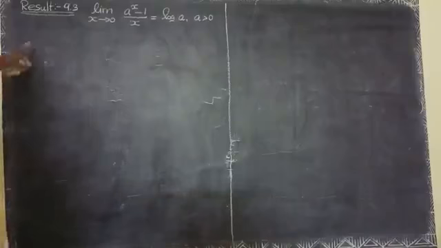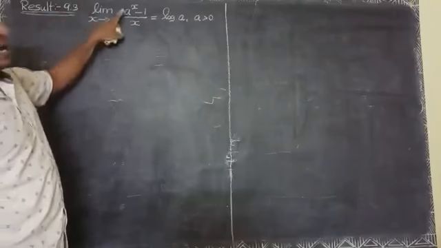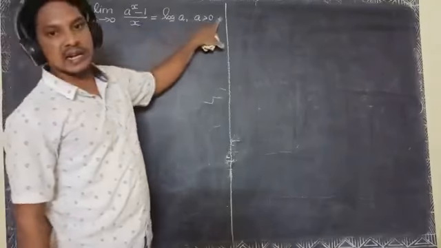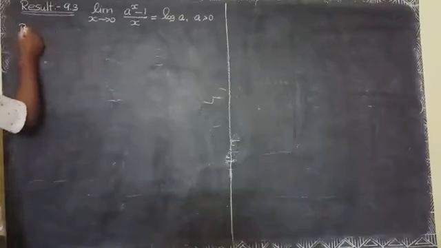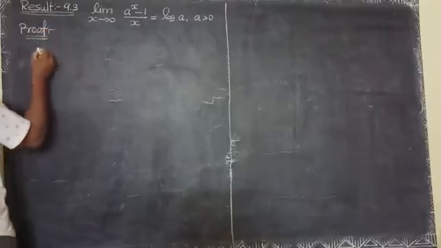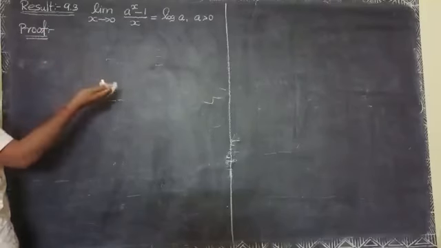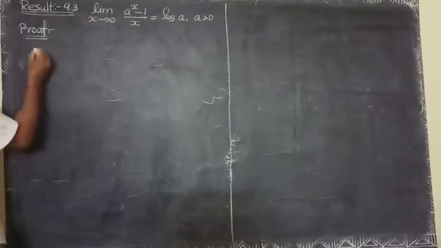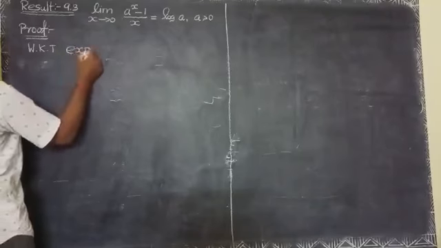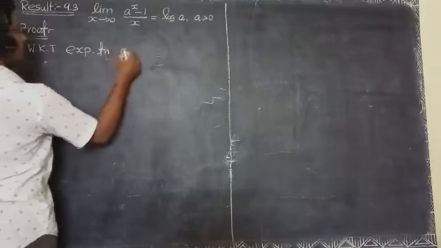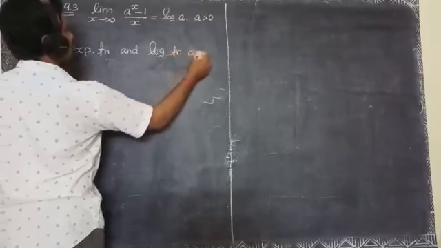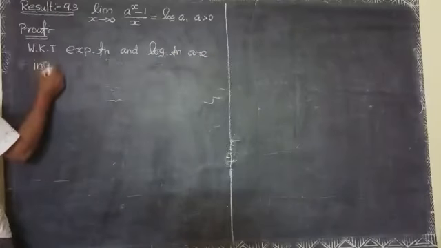Next, to prove result 9.3: the limit as x approaches 0 of (a^x minus 1) divided by x is equal to log a, for a greater than 0. Proof. We know that the exponential function and the logarithmic function are inverse functions, isn't it? Yes, we know that the exponential function and the logarithmic function are inverse functions.